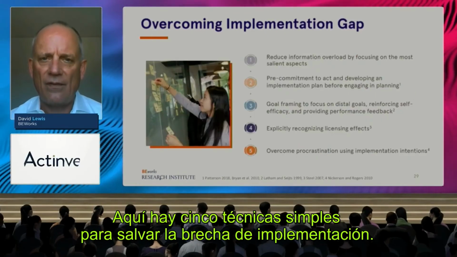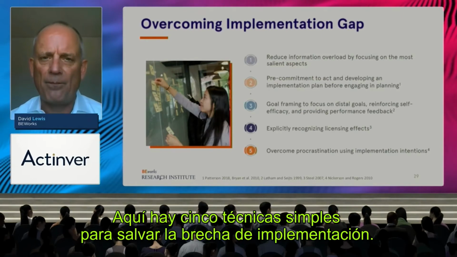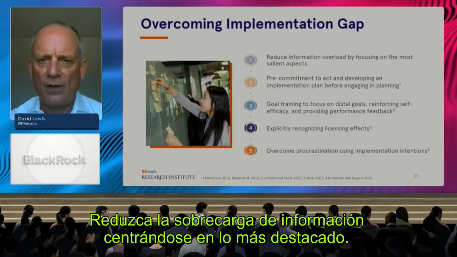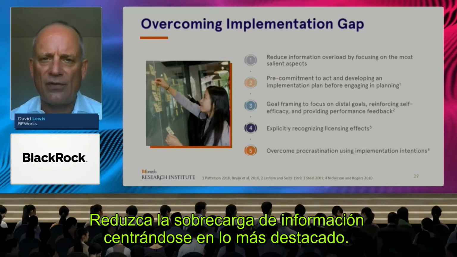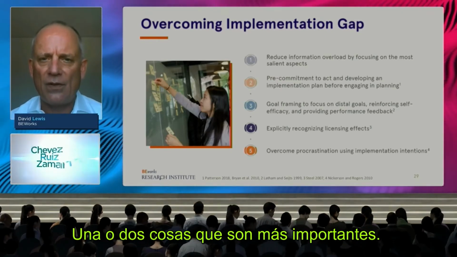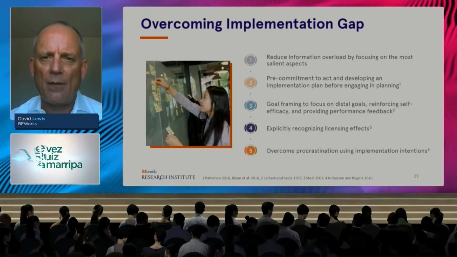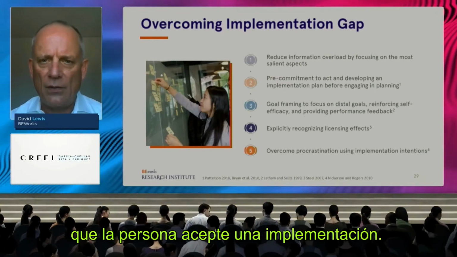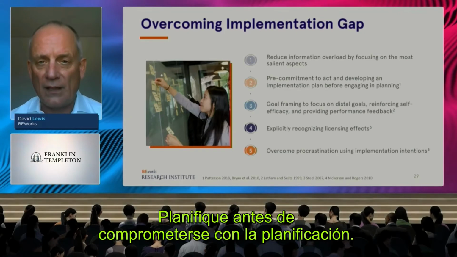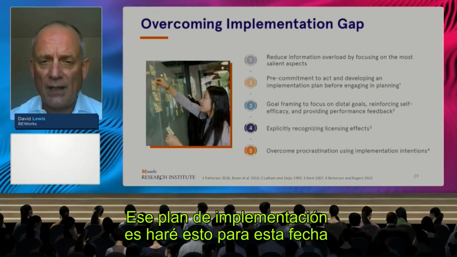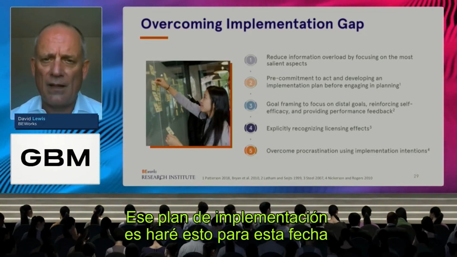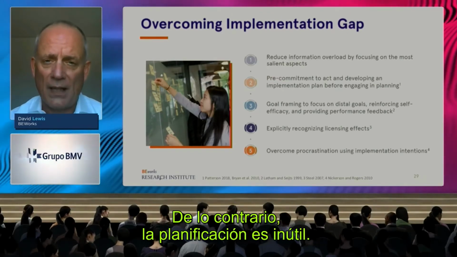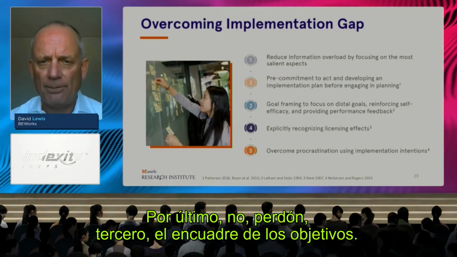So here's 5 simple techniques to overcome the implementation gap. Number 1, reduce the information overload by focusing on only the most salient aspects, the 1 or 2 things that are most important. Number 2, use pre-commitment. Get the person to agree to an implementation plan before engaging in planning. That implementation plan is, I will do this by this date, and get them to agree to that before even doing the plan. Otherwise, the planning is useless.